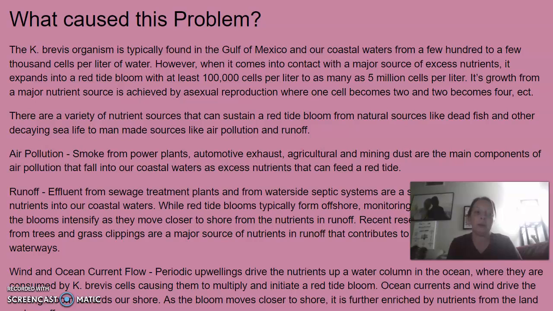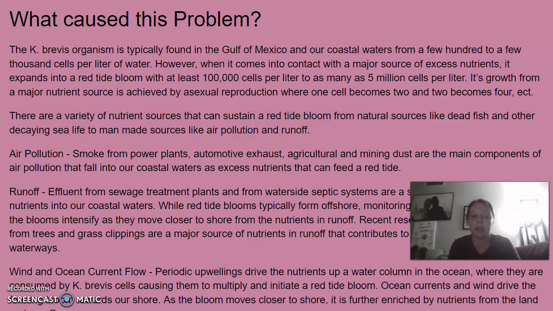So the K. brevis organism is typically found in the Gulf of Mexico and our coastal waters from a few hundred to a few thousand cells per liter of water. However, when it comes into contact with a major source of excess nutrients, it expands into a red tide bloom with at least 100,000 cells per liter to as many as 5 million cells per liter. Its growth from a major nutrient source is achieved by asexual reproduction, where one cell becomes 2 and 2 becomes 4, etc.